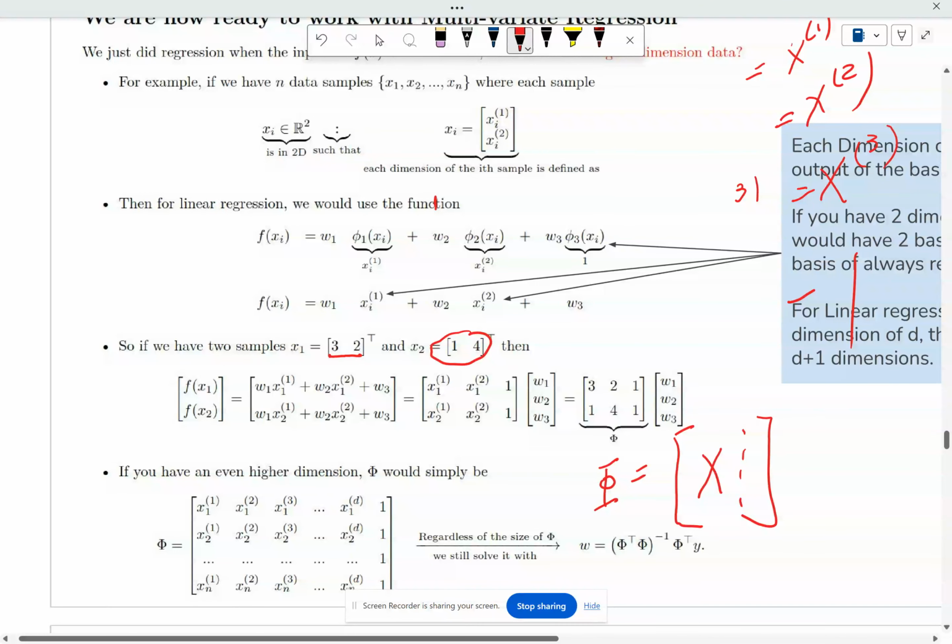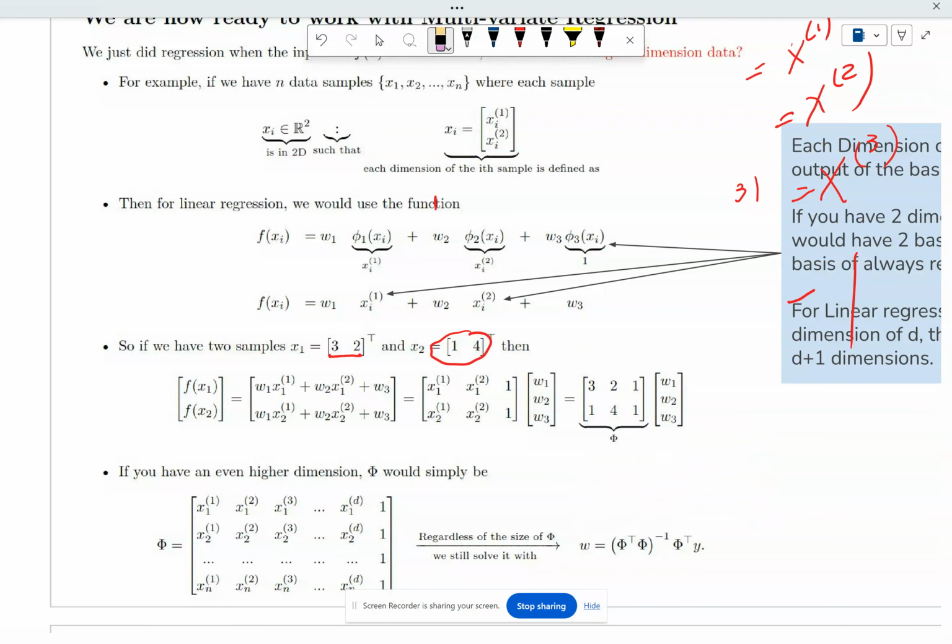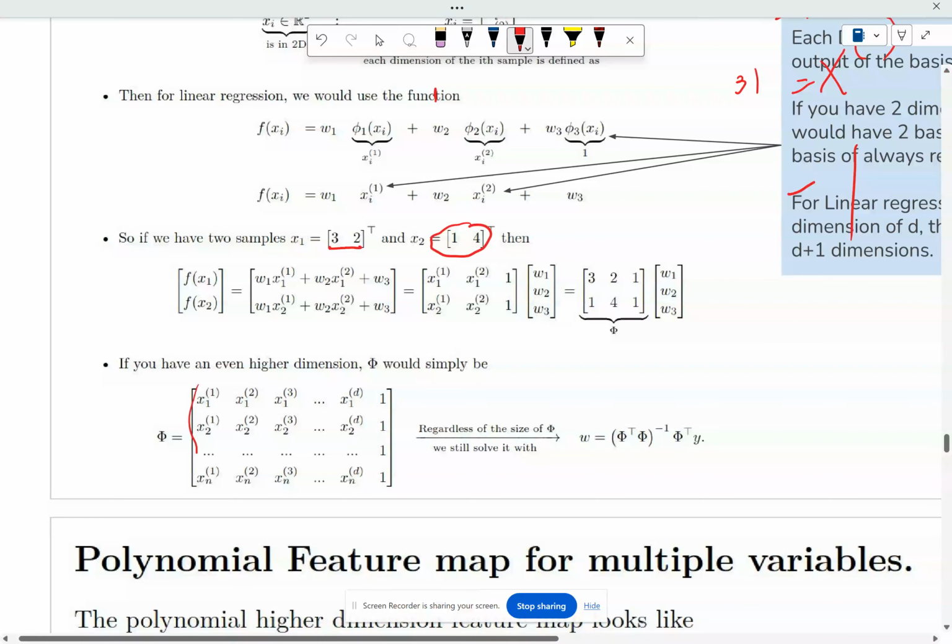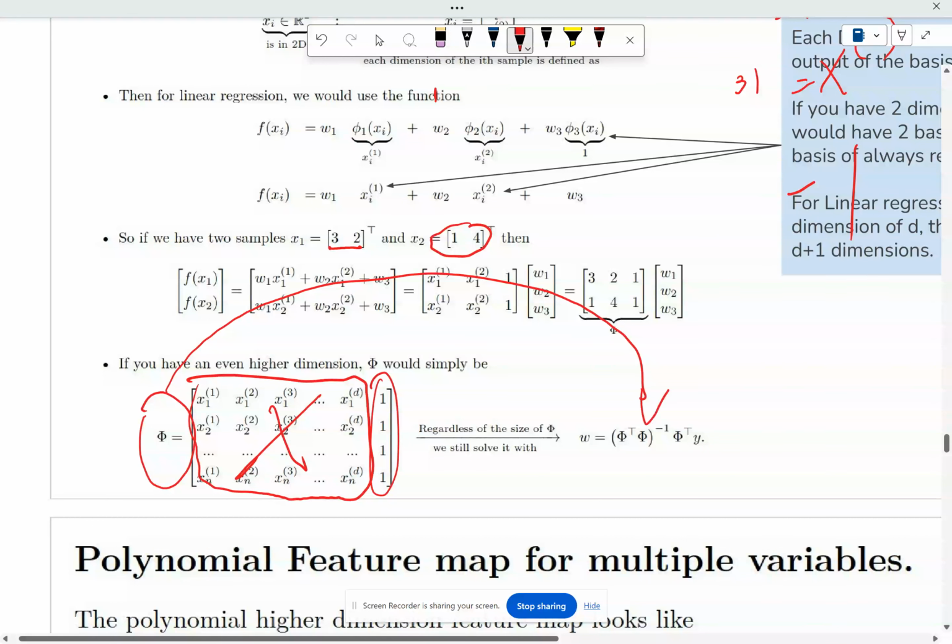Okay, so finding the phi matrix is really easy for linear. Now, if it was larger, it doesn't matter. If it's larger right here, this is just a data matrix, and then you add a column of 1. Then you have a phi matrix. After that, you can essentially use this equation to get the optimal solution.